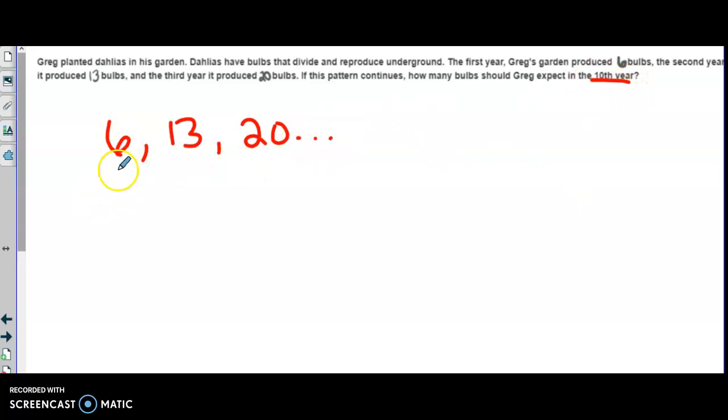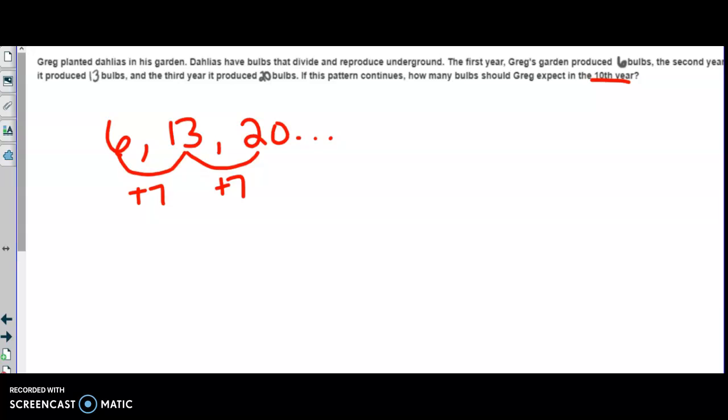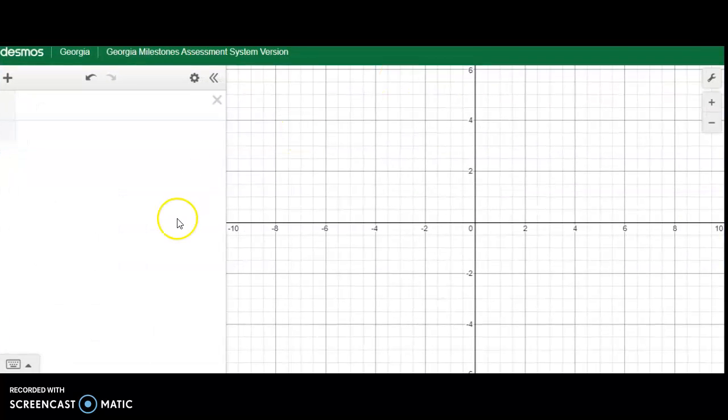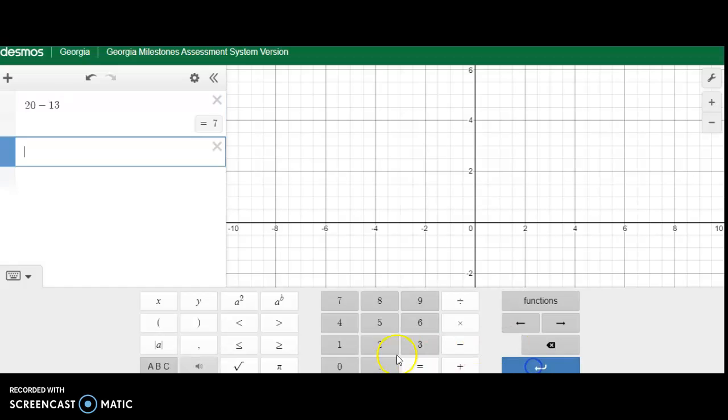Okay, so first let's figure out what's happening. To go from 6 to 13, we're adding 7. To go from 13 to 20, we're adding 7. But if you look at that and you don't automatically see the pattern, you can always find the common difference. Let me open up my calculator. To find the common difference, you start with the biggest number and subtract. So you could go, okay, 20 minus 13, that's 7. And then you could try the next one, 13 minus 6, that's also 7. So that's how you can figure out that common difference.